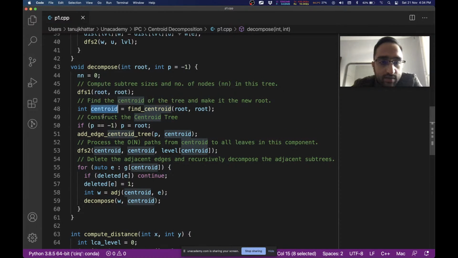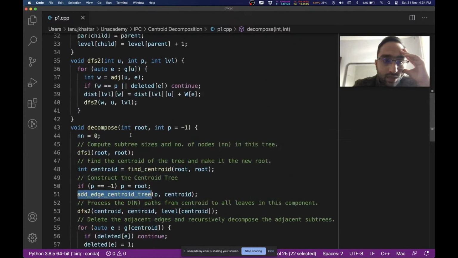Once we have the centroid, we want to construct the centroid tree. So in terms of constructing the centroid tree, what we need to do is add the edge from P to centroid in the centroid tree. So I have this function called add edge in centroid tree.